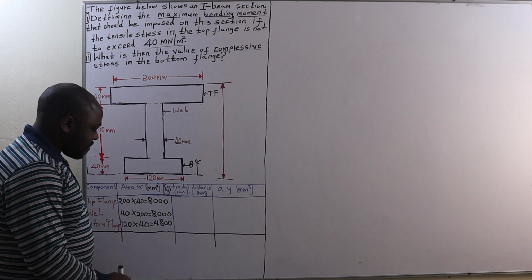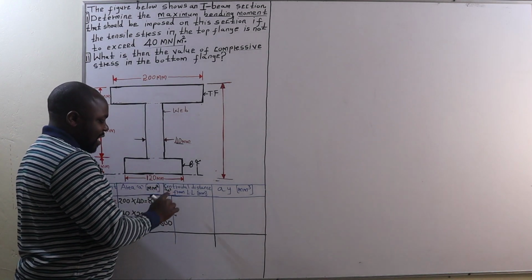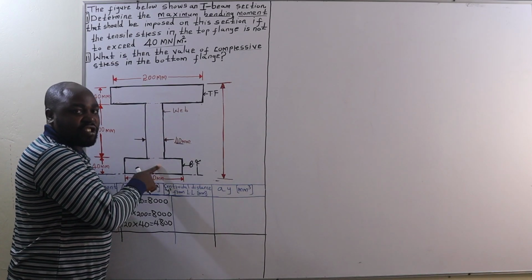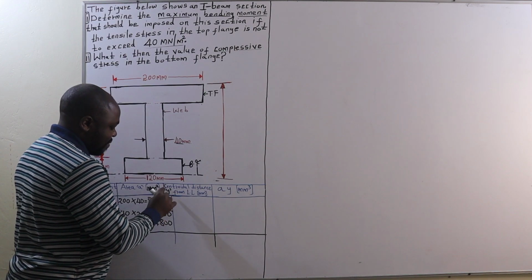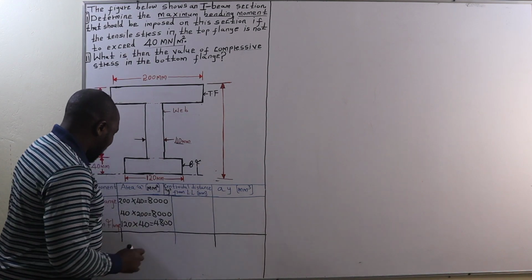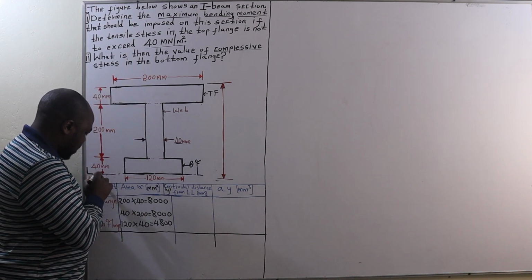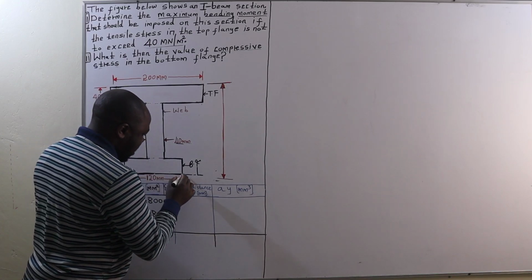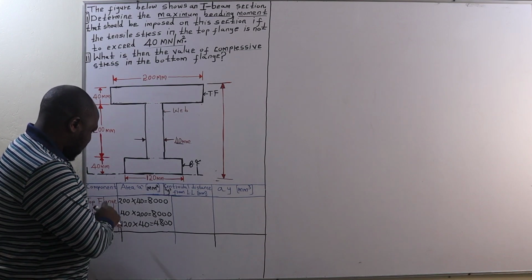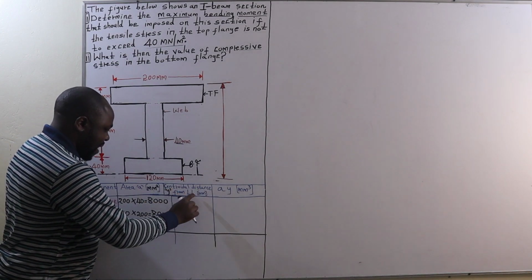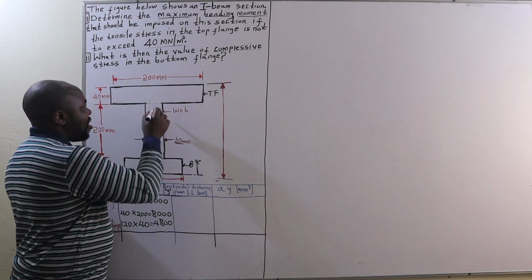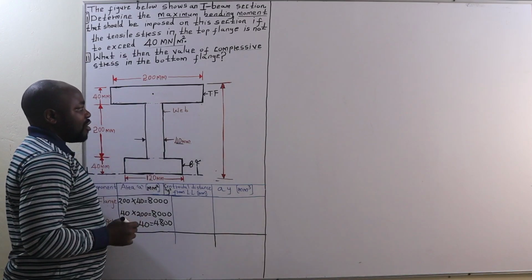The next thing is to locate the center of gravity of each of these three components, and that's what we are calling centroidal distance y from LL. LL is this section here on the bottom flange. Now, the centroidal distance y from LL of the top flange is going to be the distance from LL all the way to the center of gravity of the top flange.